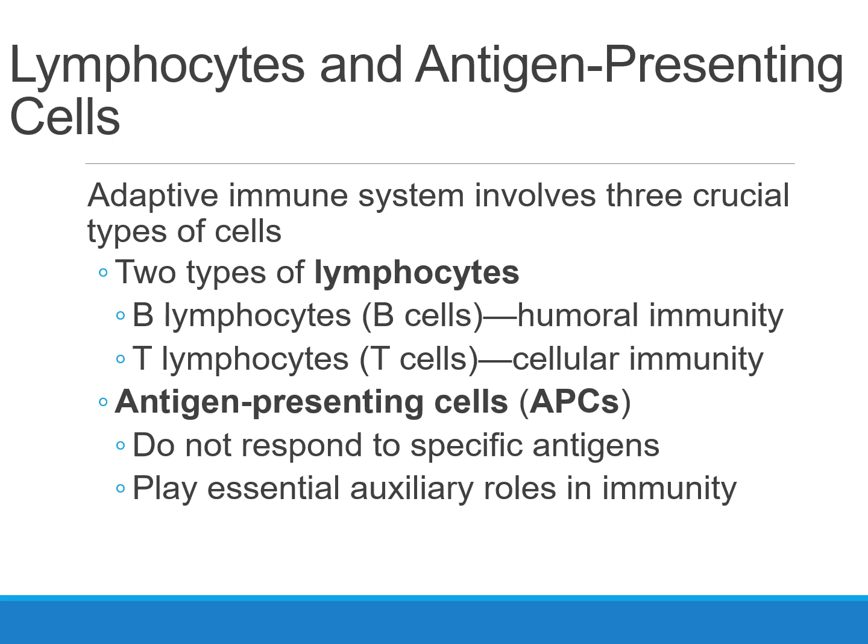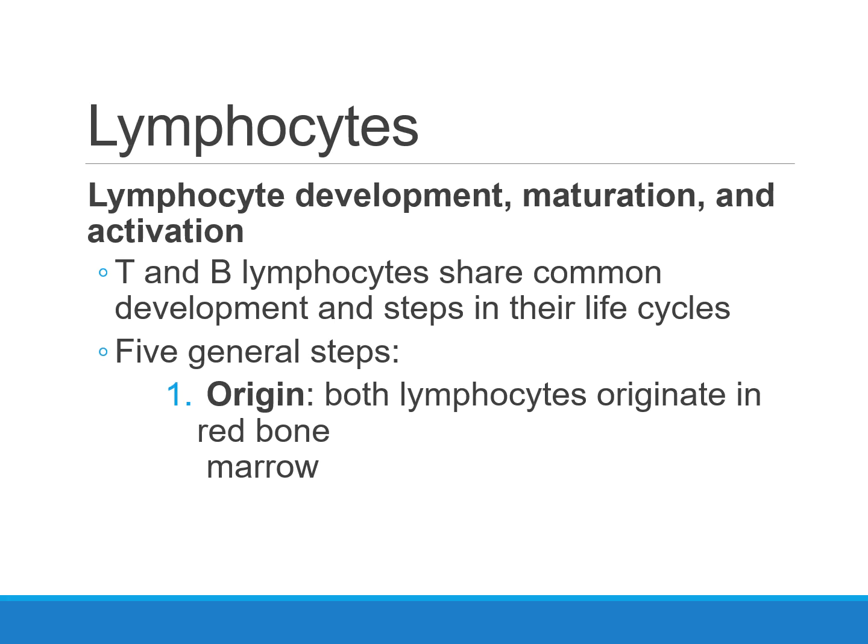Antigen presenting cells are the other type of cells that are important in the adaptive immune response. These don't respond to specific antigens, but they play an auxiliary role instead. Auxiliary role, that's the word I'm looking for.